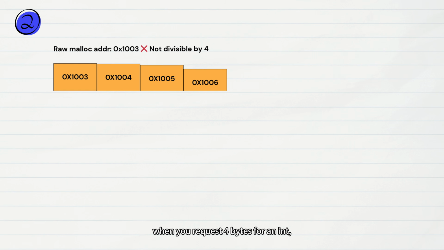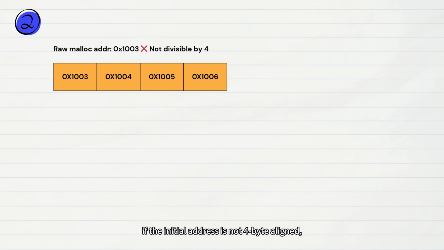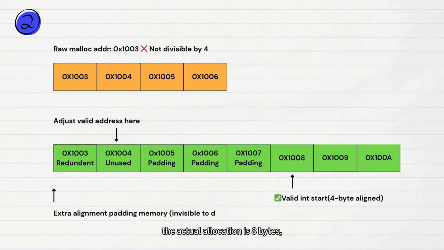For example, when you request 4 bytes for an int, if the initial address is not 4-byte aligned, new will adjust it. At that point, the actual allocation is 8 bytes, with the extra 4 bytes used to guarantee alignment. This redundant memory is transparently managed by the compiler. The developer does not need to be aware of it. Memory alignment is a low-level design in C++ that ensures cross-platform compatibility and runtime efficiency, and it is an important feature that distinguishes C++ from C, which did not strictly enforce alignment in its early days.